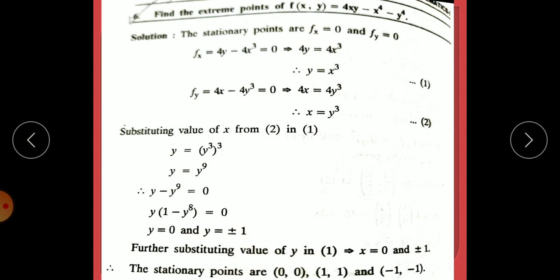If you substitute the values of y, 0 and 1, what will happen? We will get the x values, that is 0 and plus or minus 1.